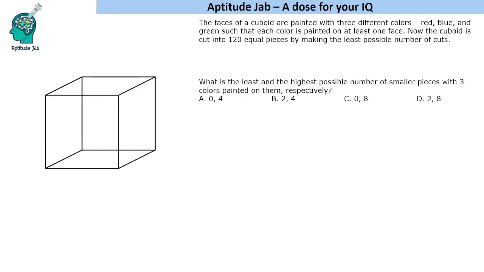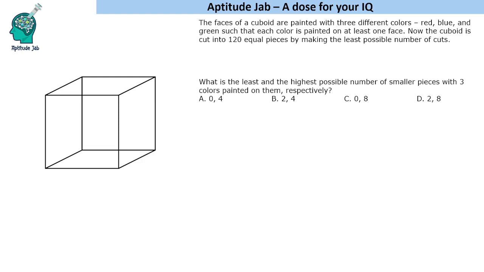This is a question based on painting of cubes or cuboids. It says that the faces of a cuboid are painted with three different colors, red, blue and green, such that each color is painted on at least one face. Now the cuboid is cut into 120 equal pieces by making the least possible number of cuts.